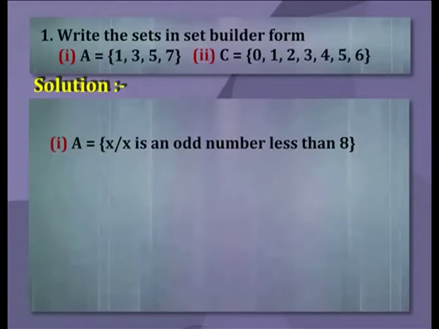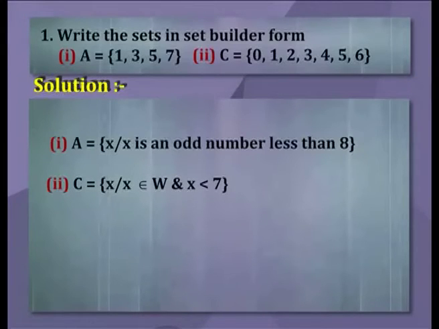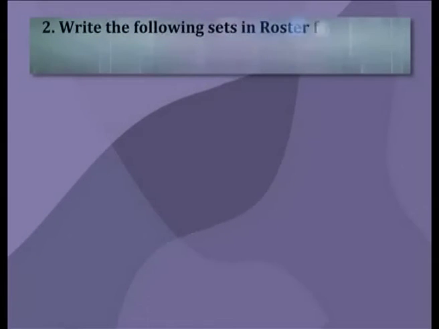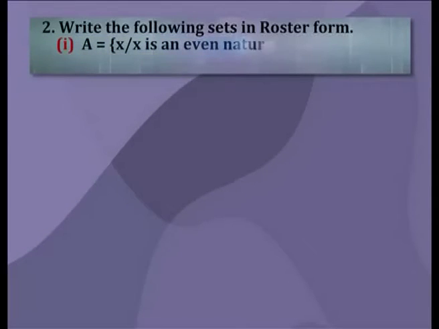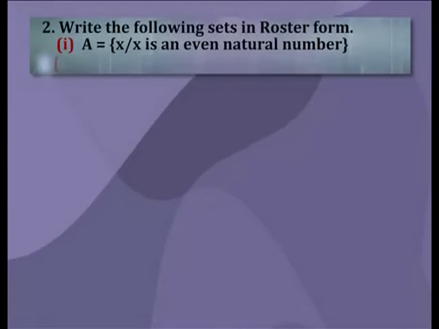2. C is equal to the set of x such that x belongs to whole numbers and x is less than 7. Second question. Write the following sets in roster form. First, A is equal to {x such that x is an even natural number}.